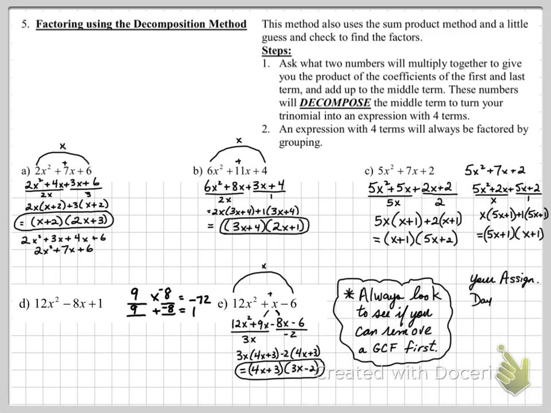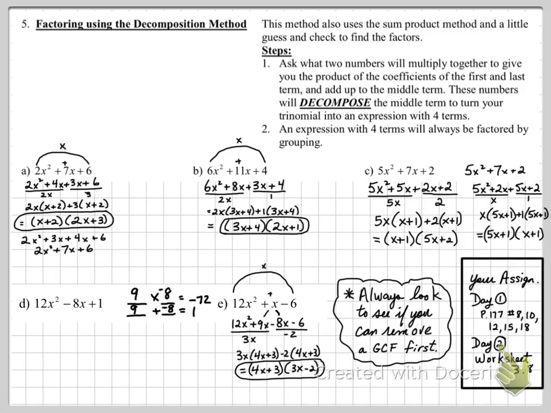Your assignment for day 1, I want you to do page 177, 8, 10, 12, 15, and 18. And on day 2, I want you to do worksheet 3.8 that I gave you last Friday.